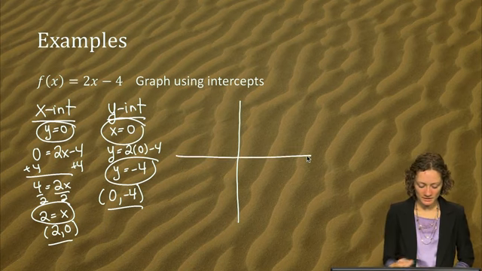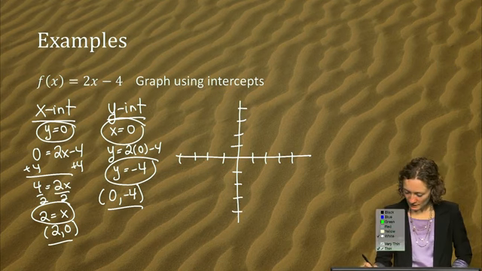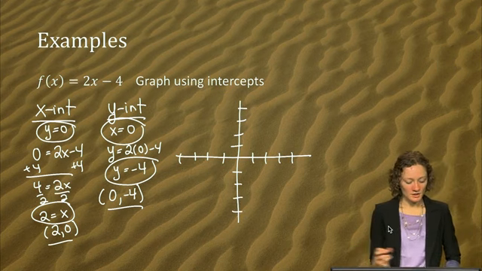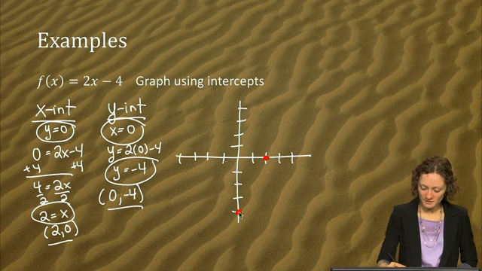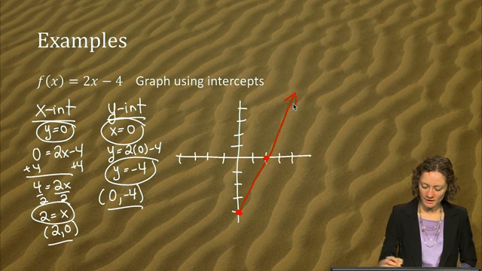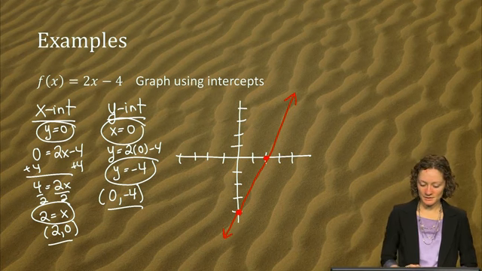X and y axis. 1, 2, 3, 4. We'll graph in red again. So our first point, (2, 0). And then our second point, our y-intercept, (0, -4). We have 2 points. That's enough. Connect them, put the arrows on the ends, and we have the graph of this line using the intercepts.